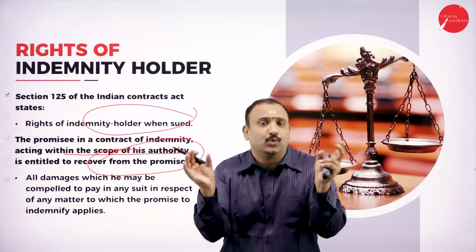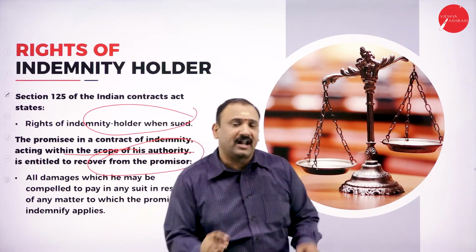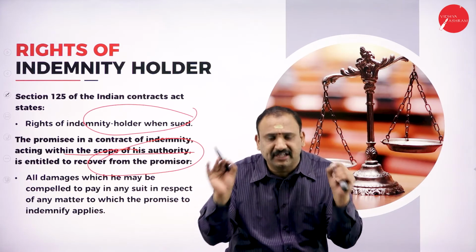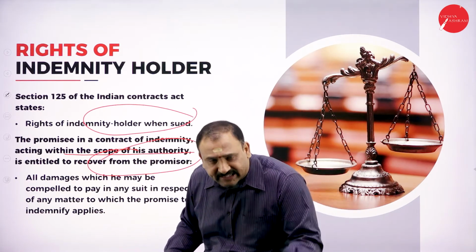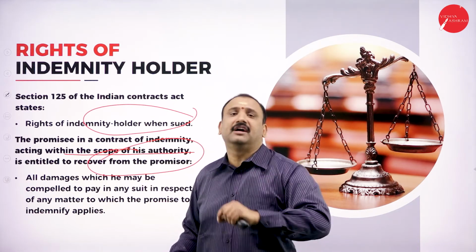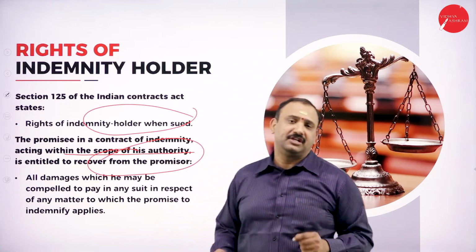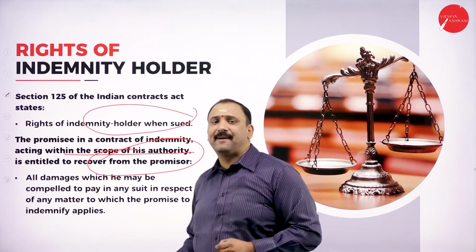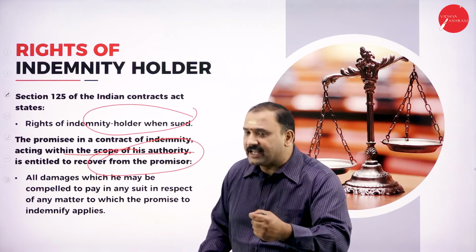Please understand the words "within the scope." The scope means within the scope of the contract, whatever has been told in the contract. Is an authority, is entitled, which means he is in a deserving position to recover from the promisor. So whatever loss has happened, he can recover from the promisor. What all can he recover?